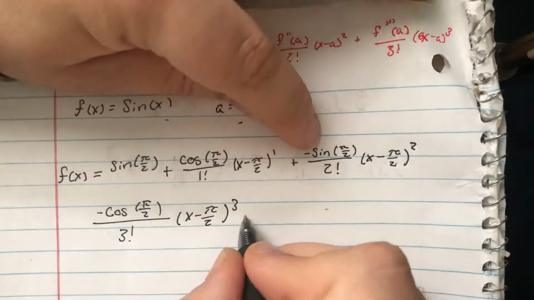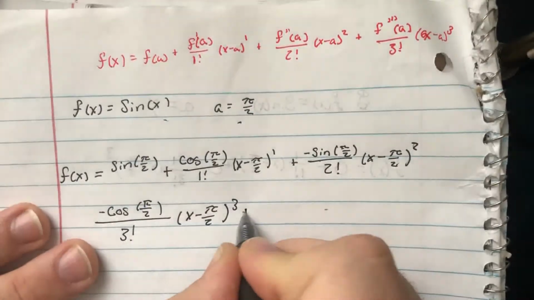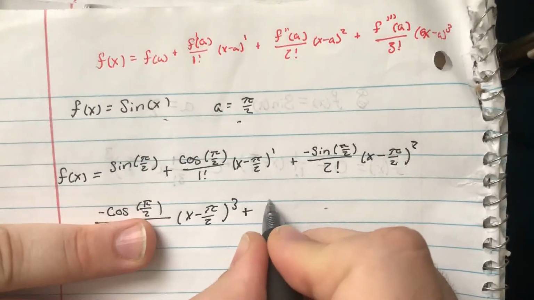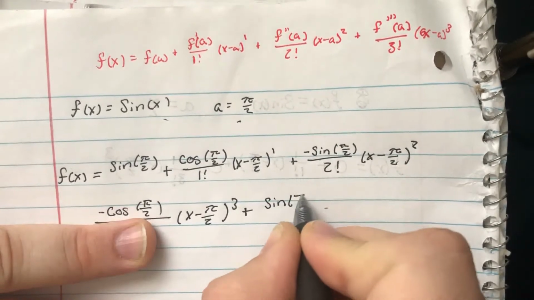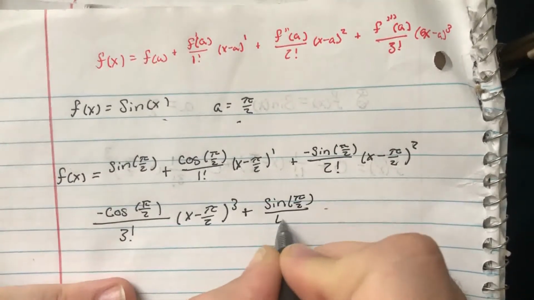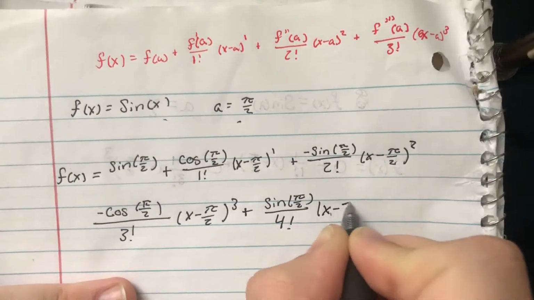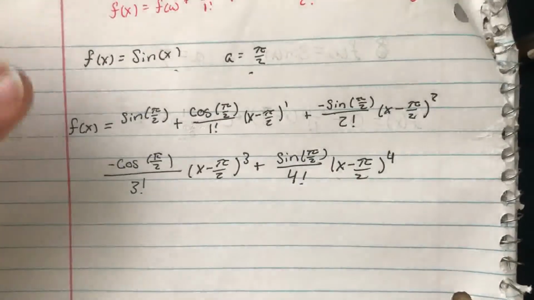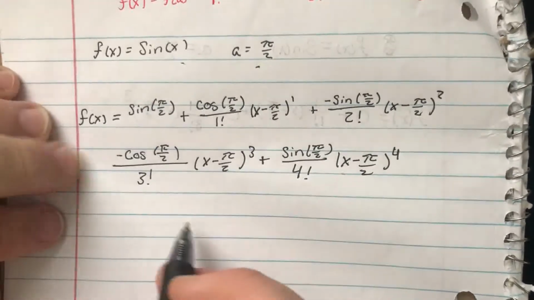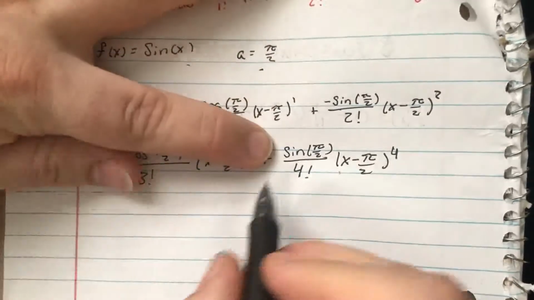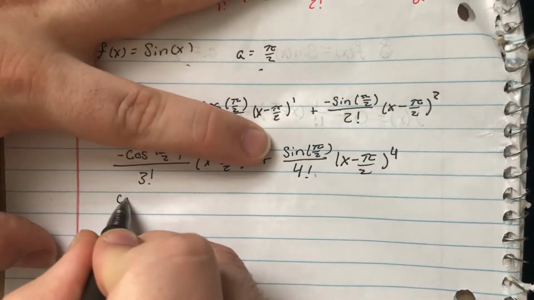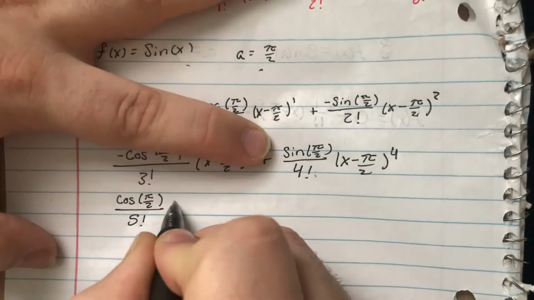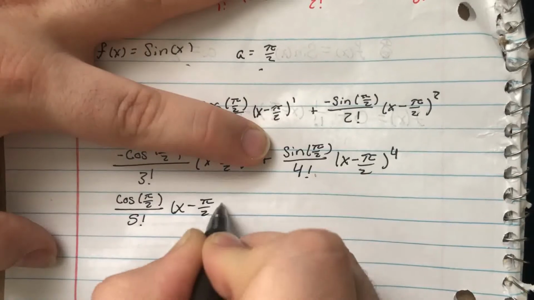And then the fourth derivative, so the derivative of this is going to be sine pi over 2 over 4 factorial, x minus pi over 2 to the fourth. And then this is the last one because I can't go on infinitely. The fifth derivative, so the derivative of this is going to be cosine of pi over 2 over 5 factorial, x minus pi over 2 to the fifth.